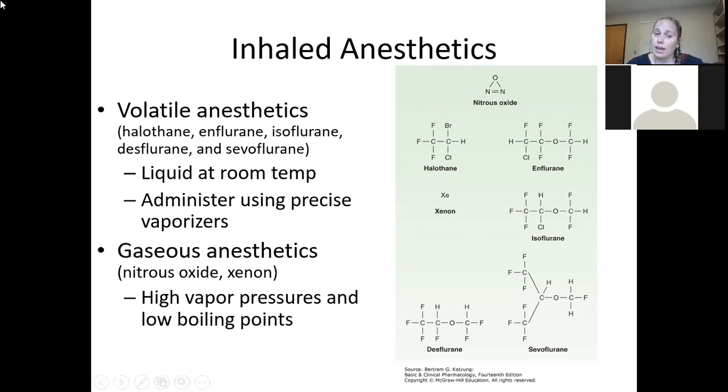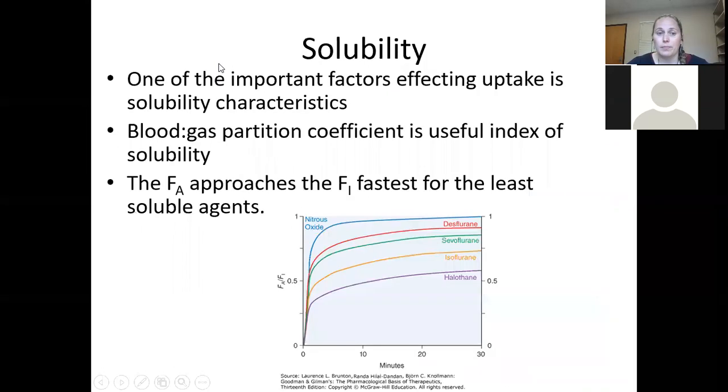Again, those are going to be already in the gaseous state. And then the volatile anesthetics are going to require vaporizers. And again, there needs to be a tight level of precision there. Again, the margin of safety here might not be as tight as otherwise desired.